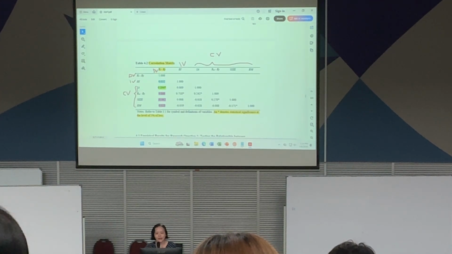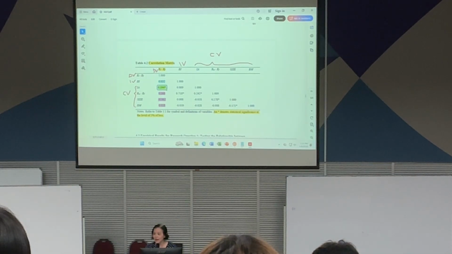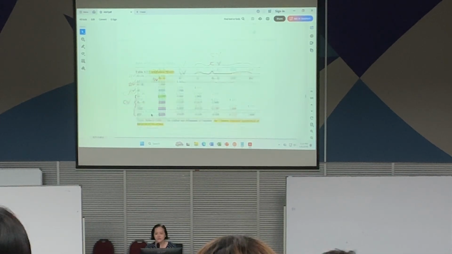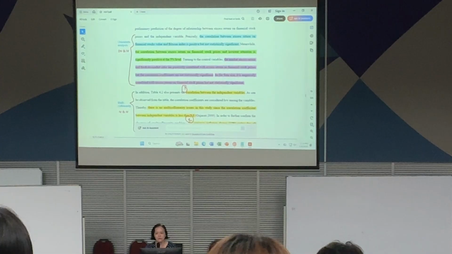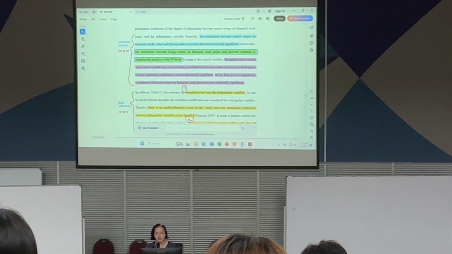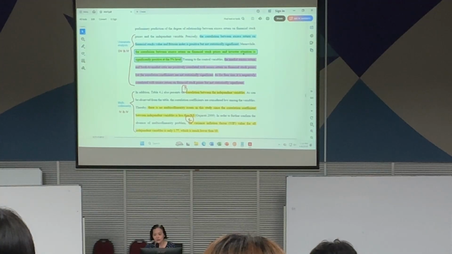Between DV and IA. IA is investor attention. Positive, 0.194, but significant because got star, isn't it? Significant at 5%. Let's see the green one, how I interpret. The correlation between, again, this is the DV and investor attention, is significantly positive at the 5% level.